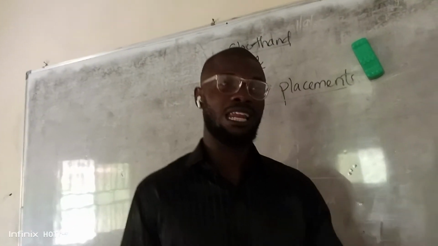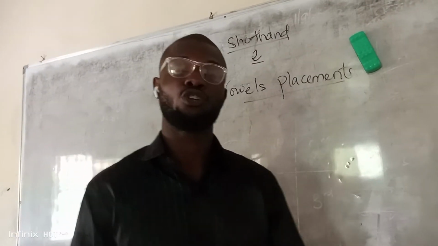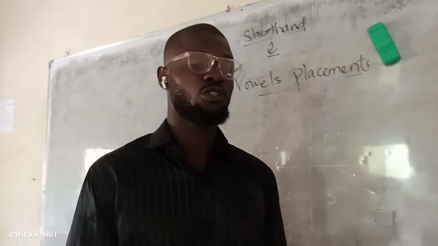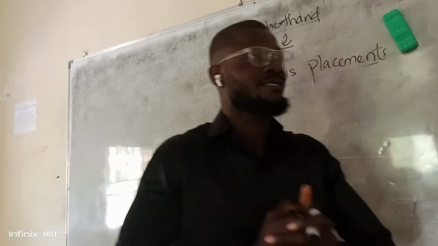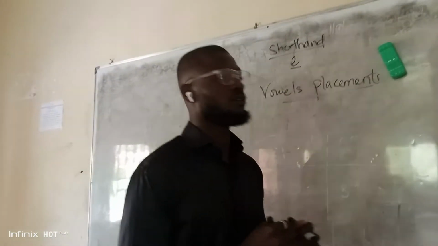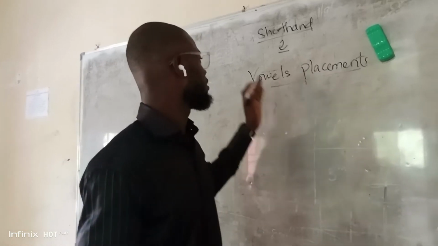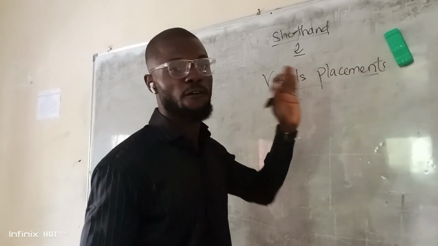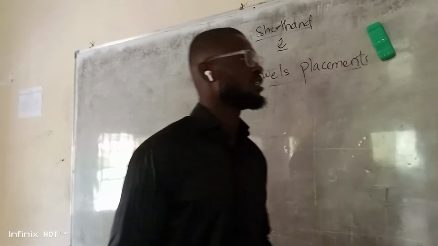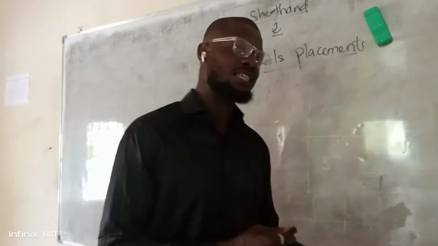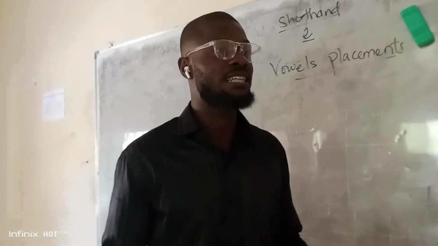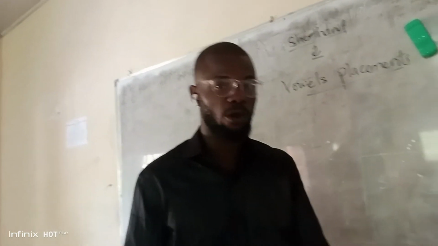Last week, or the last lecture we had, it was all about the introduction and the consonants, the 24 consonant strokes that we have. Now, the next topic that we are going to treat today is the placement of vowels. Placement of what? Vowel sounds. According to the last lecture, how many vowels do we have? We recorded that we have 12 vowel sounds.